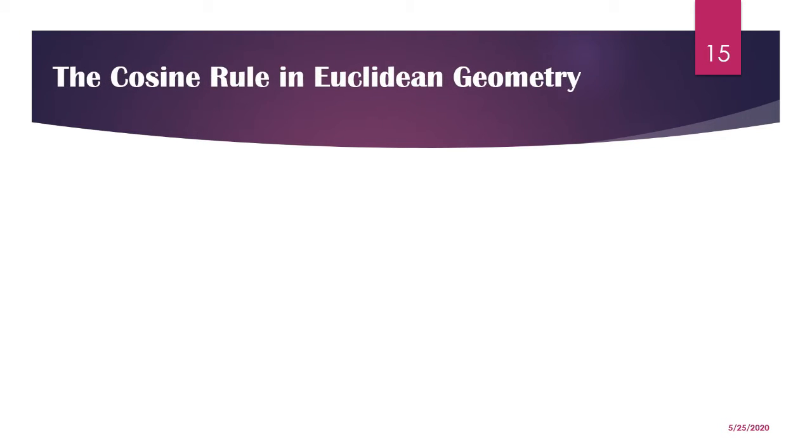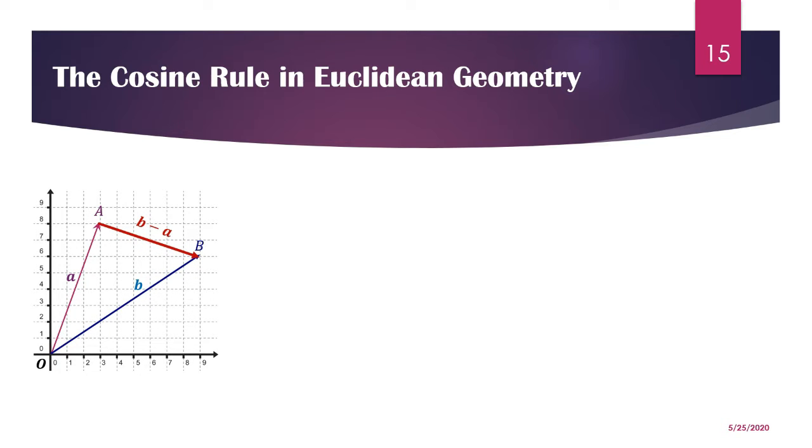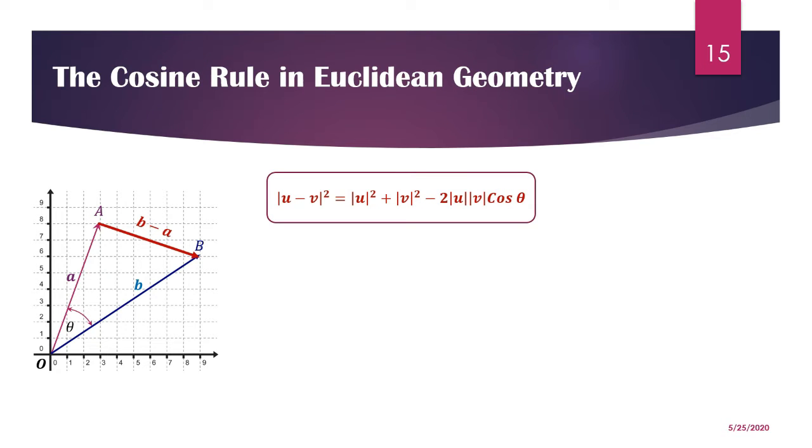The cosine rule in Euclidean geometry. Based on the diagram OA, AB, and BO, vector AB equals B minus A, covered by angle theta. So the magnitude squared of U minus V equals magnitude U squared plus magnitude V squared minus 2 magnitude U magnitude V cosine theta. Otherwise, the magnitude squared of U plus V equals U squared plus V squared plus 2 UV cosine theta in magnitude.